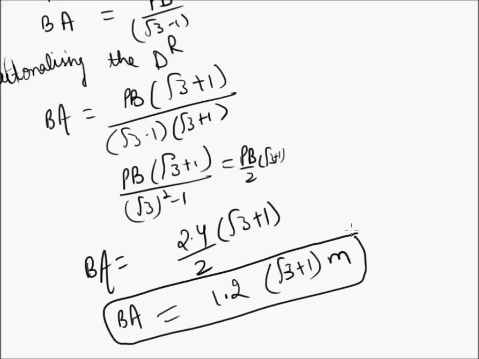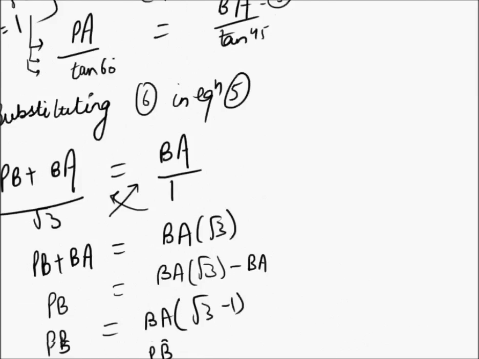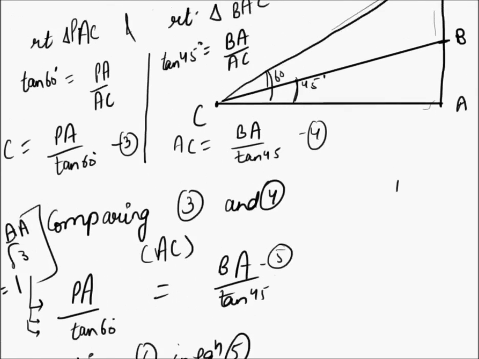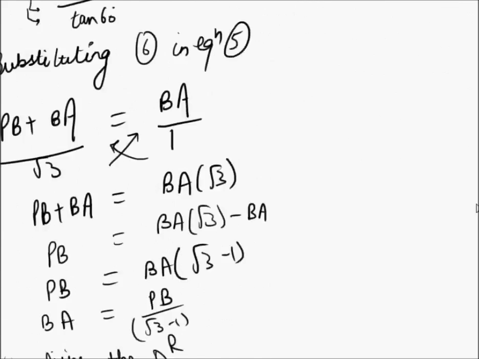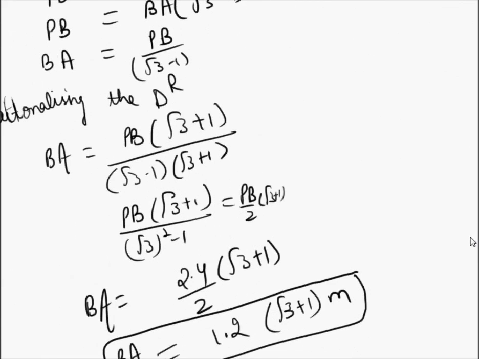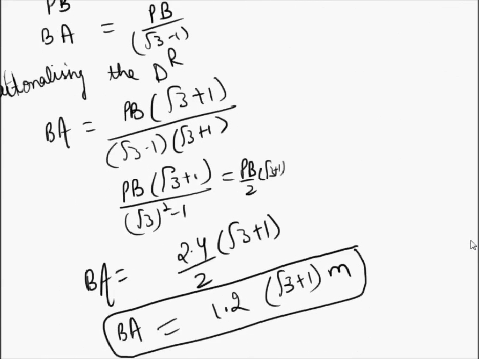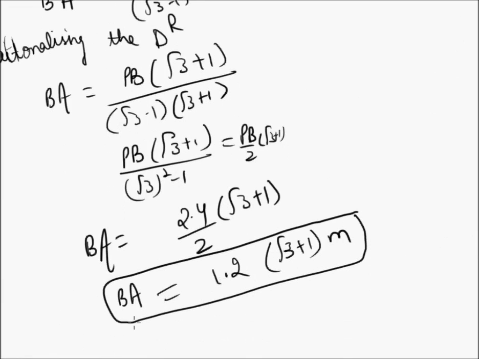So the height of the base with the given conditions of the angles as 60 degree and 45 degree, and the height of the statue as 2.4, the height of the given base comes out to be 1.2 into under root 3 plus 1.